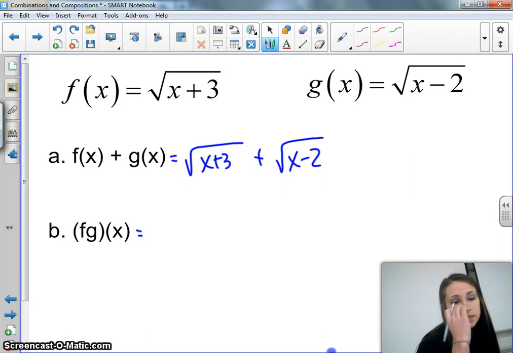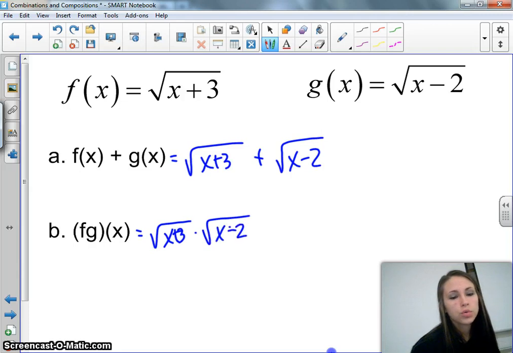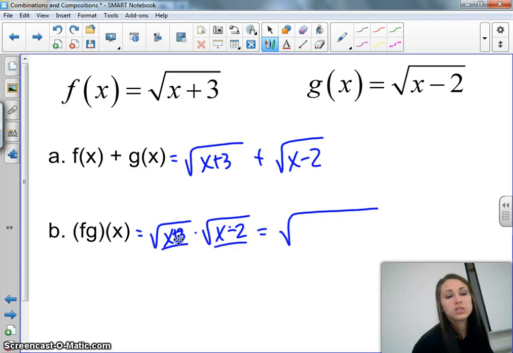Now for f of x times g of x, this is square root of x plus 3 times square root of x minus 2. The only thing that has to be the same in order for me to multiply the things under the radicals is the fact that this is a square root. So if one was a square root and one was a cube root, we couldn't multiply what's underneath there. But since these match, we can. And so that's just going to give me the square root of these things FOILed out.